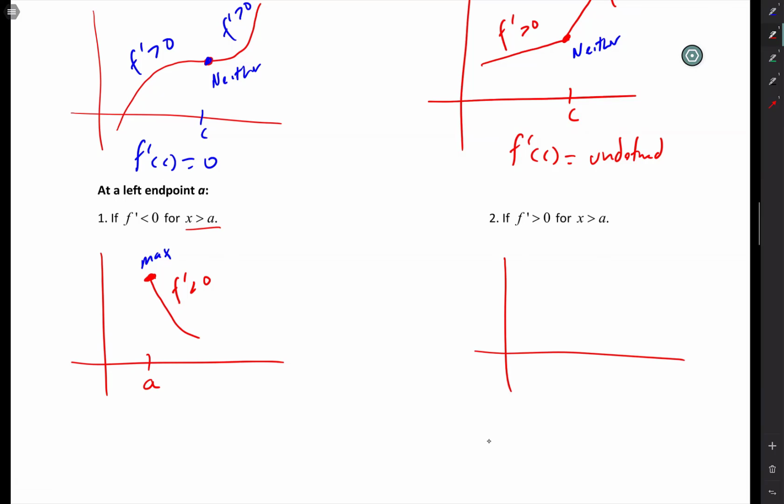Here's an endpoint a. And now they tell me that my derivative is a positive number. So I'm going to write it right here, and I'm going to go, what do we have? A min.